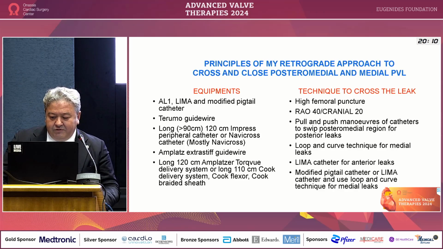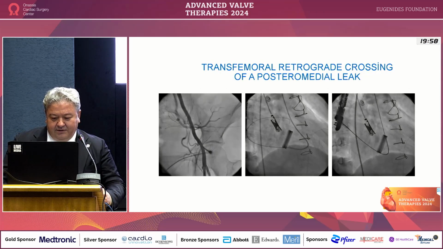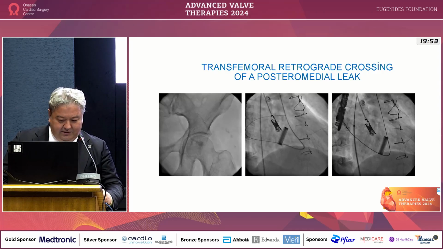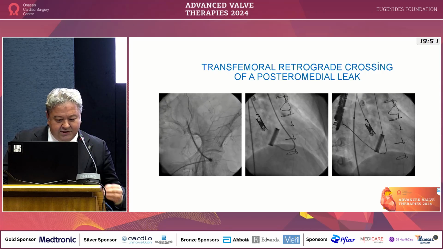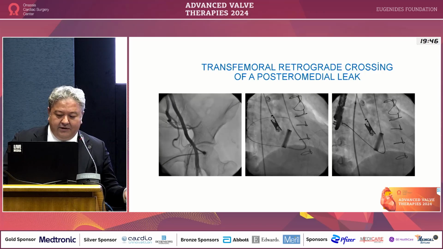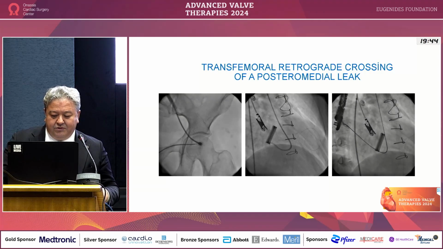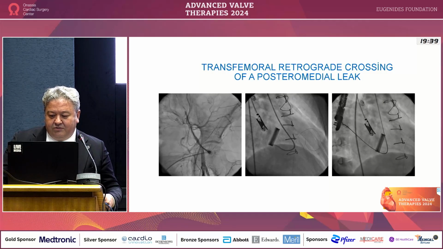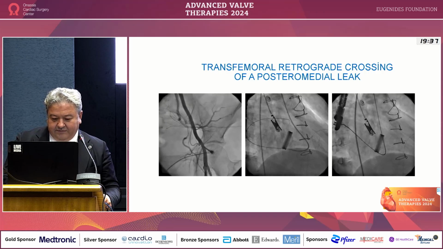Pull and push maneuvers of catheters to sweep the posterior medial region for posterior leaks, and loop and curve technique for medial leaks, and left internal mammary catheter for anterior leaks. Here is a retrograde crossing of a posterior medial leak. As you see, we made a high femoral puncture because the distance between groin and the leak is usually long, and we had to use long catheters. And after sweeping to the posterior medial region with the Amplatz Left 1 catheter, we easily cross the leak with the Terumo guide wire.